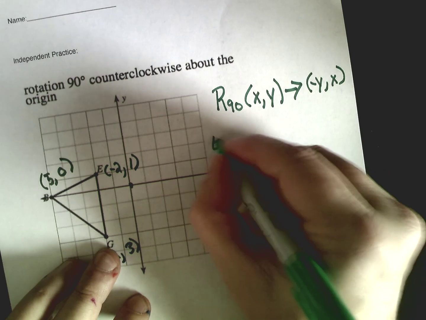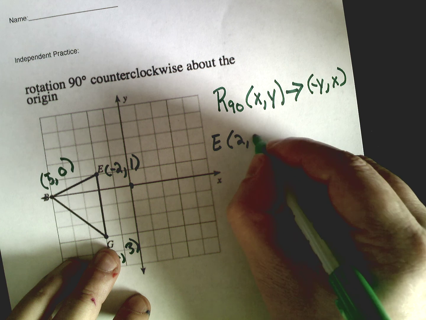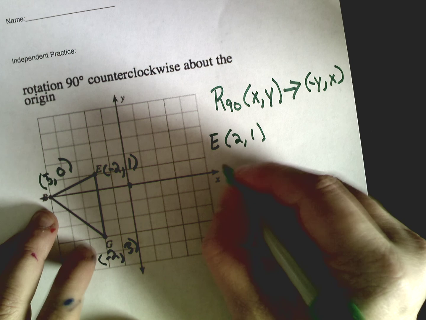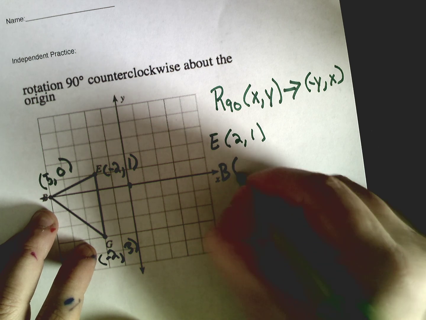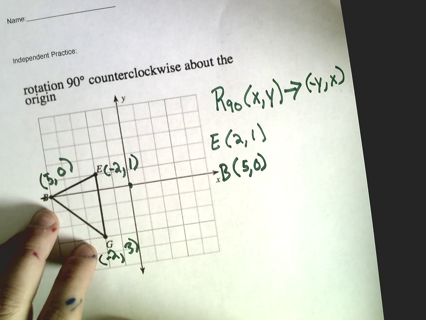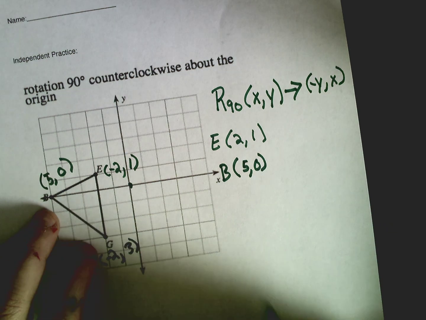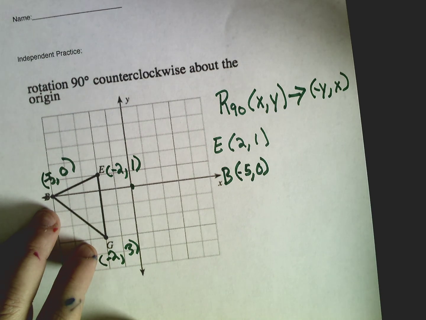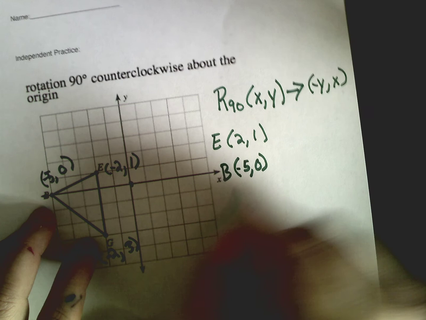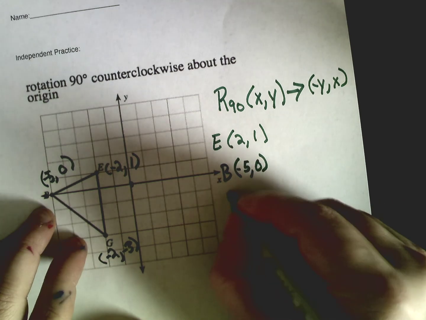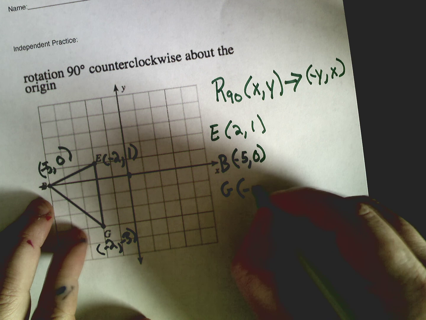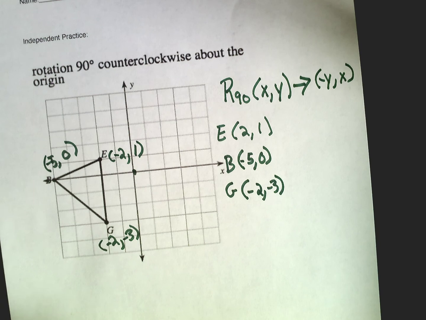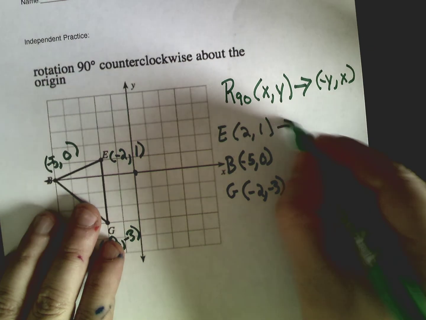I have E, and that is 2, comma, 1. B, well, I guess it doesn't matter the order, 5, comma, 0. Oh, -5, comma, 0, be careful. Gotta be careful. I'm messing these up, bad. I'm hoping you are a bit more careful than I am. And I'm going to make these translations.